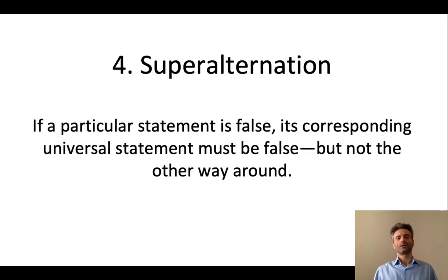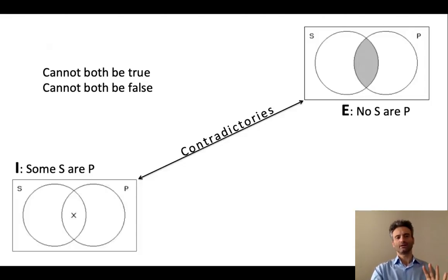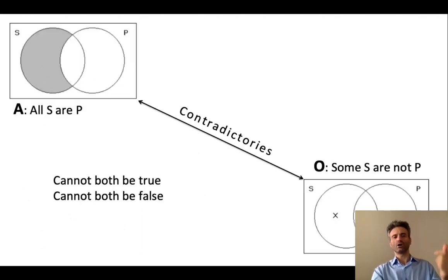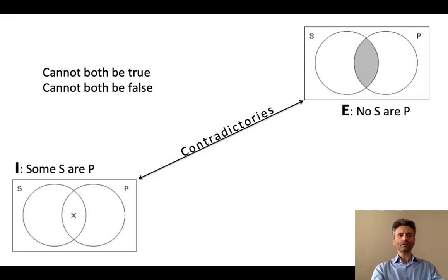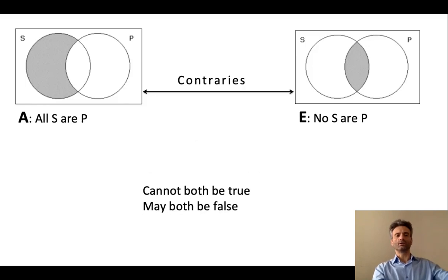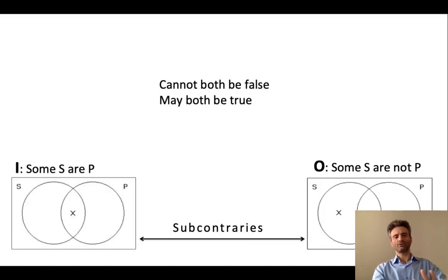Okay. Number 4. Again, I have to add a slide that says number 3. I skipped number 3. So just not to get confused, let's go back. Okay, number 1 will be contradictories, which are A and O, I and E. Contraries are only the universal statements A and E. Number 3, sub-contraries, I and O.